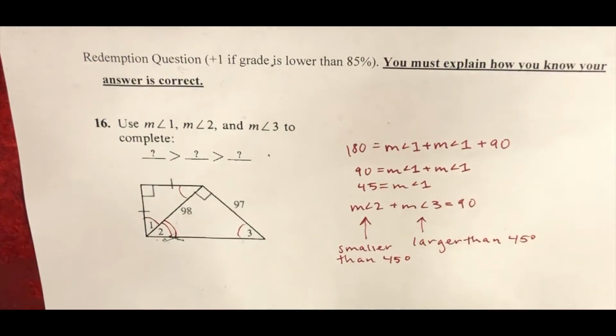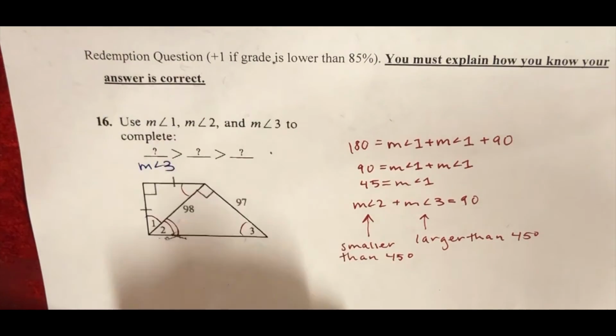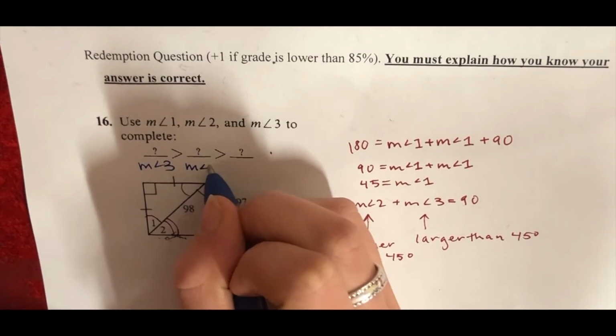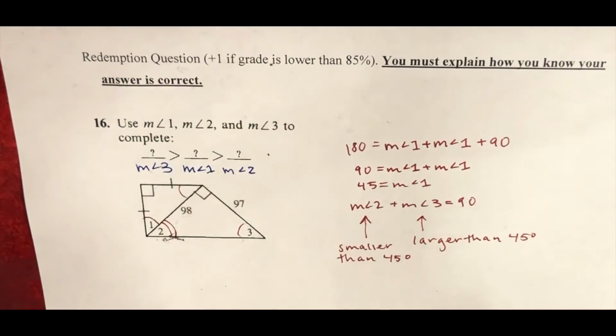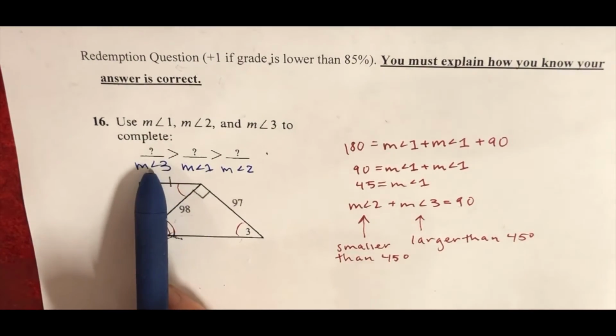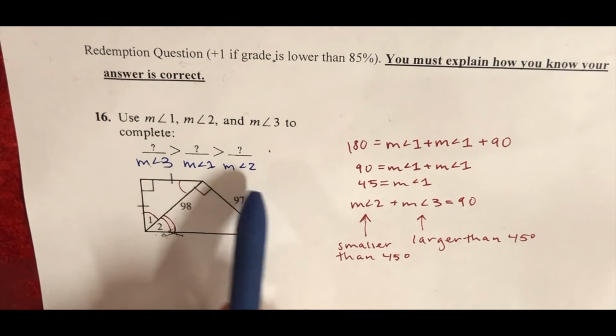Through this, we know that the measure of angle 3 is largest, the measure of angle 1 is the second largest, and the measure of angle 2 is the smallest, because the measure of angle 3 is greater than 45, the measure of angle 1 is equal to 45, and the measure of angle 2 is less than 45.